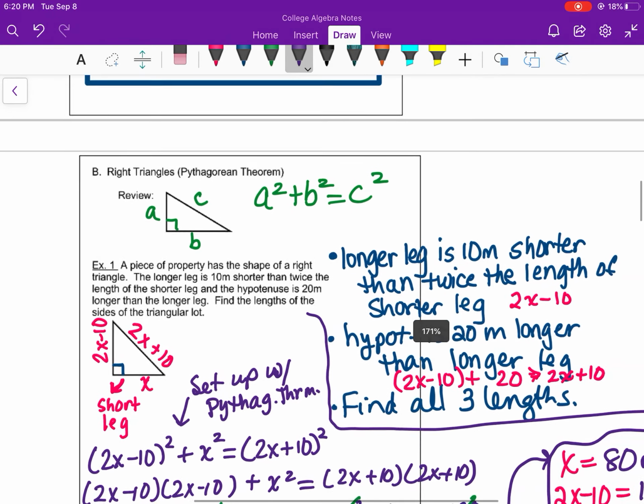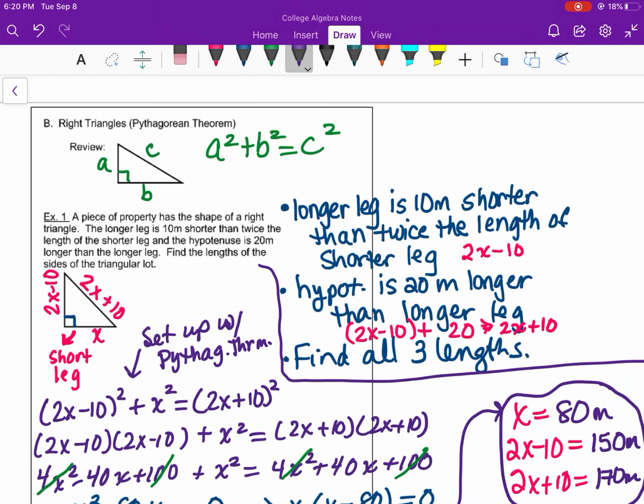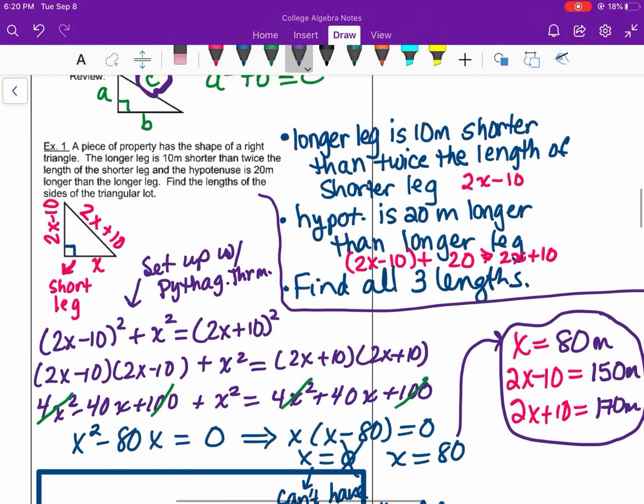The next group of problems involves the Pythagorean theorem. And so what I've got here for you is the Pythagorean theorem again. C is called your hypotenuse right here, and it's the longest side on your triangle. Over here in blue, I rewrote the problem. And then in the pink or red, we wrote down expressions for what we're talking about. So we let x over here be the shorter leg in the triangle. Then if the longer leg is 10 meters shorter than twice the shorter leg, we took 2x minus 10.